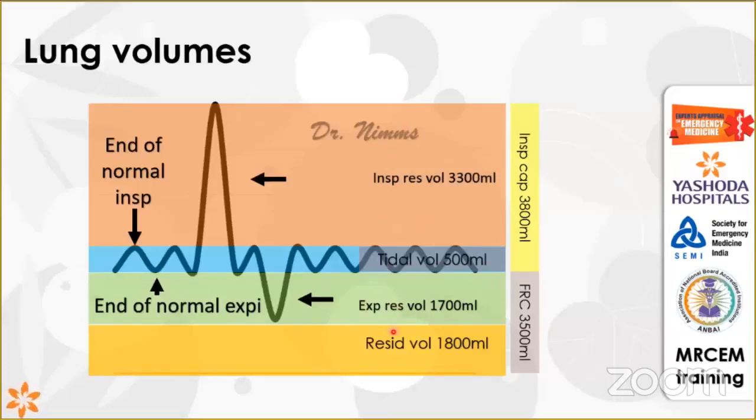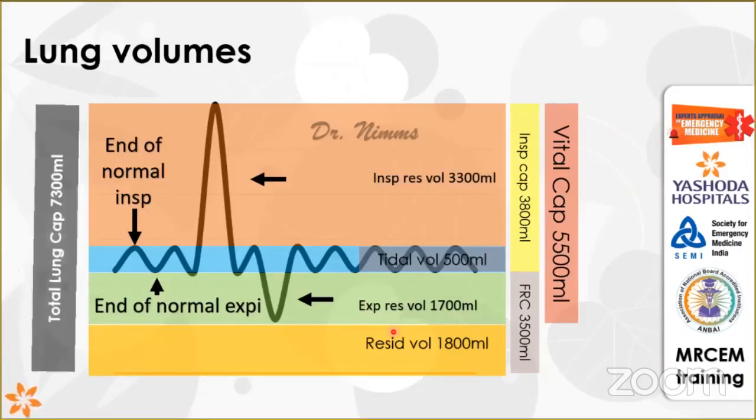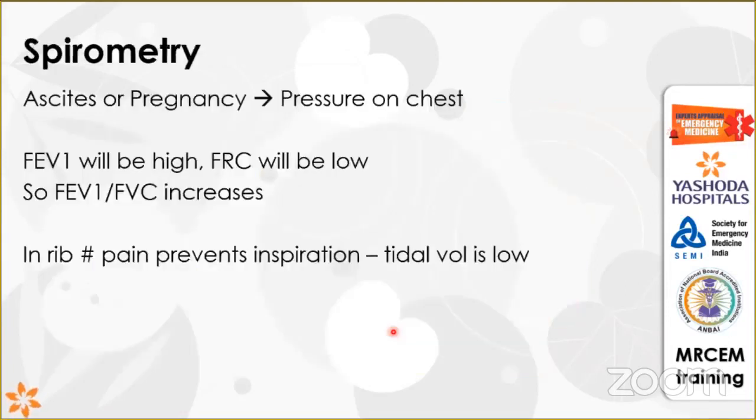So FEV1, the air that moves out of the lungs in the first second, will be high because there is constant pressure on the chest. So that is trying to push the air out. Within the first second, there's a lot of air going out because of ascites or pregnancy. So the functional residual capacity will be low. So this value is high, this value is less. So your ratio will be high. FEV1 by FVC will be high.